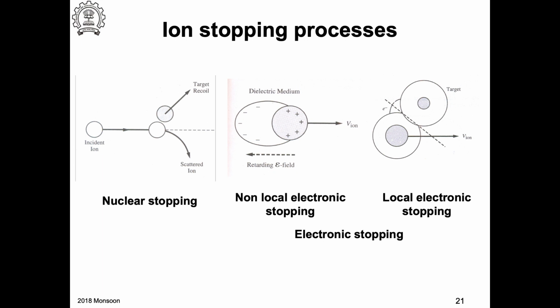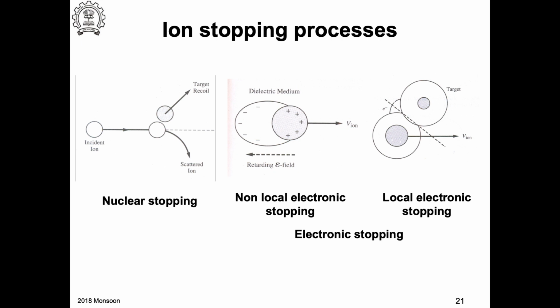And then you have electronic stopping, two kinds. One is called non-local electronic stopping. So what happens is that this is your ion, and as it enters, electrons gather around it, and electrons then tend to pull it back, because these electrons are bound to atoms.